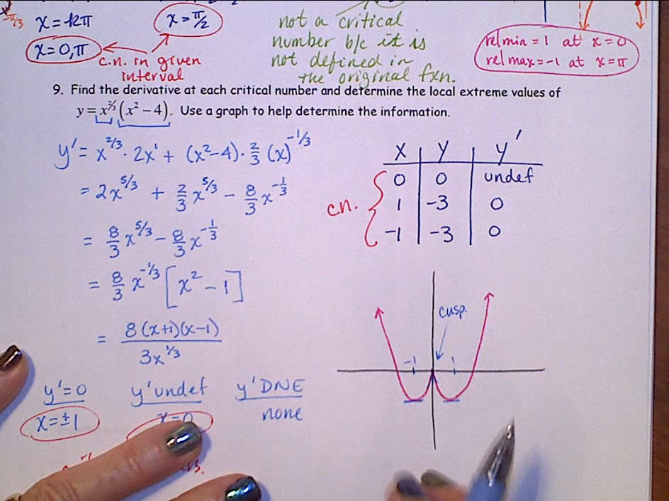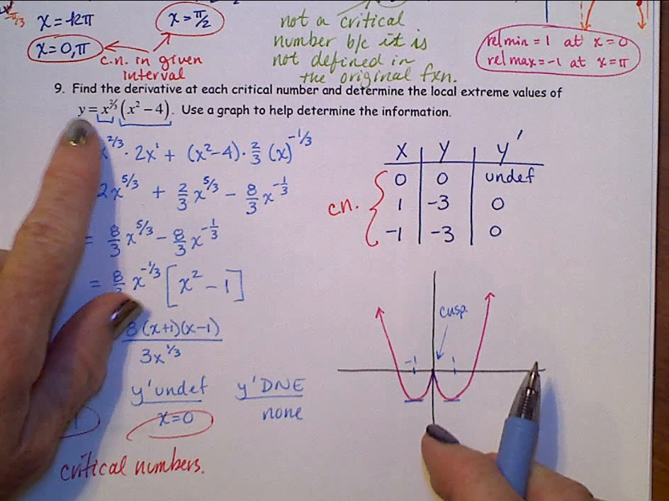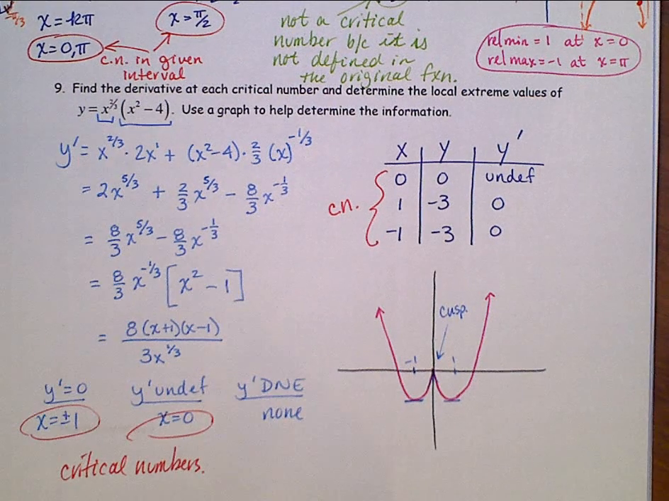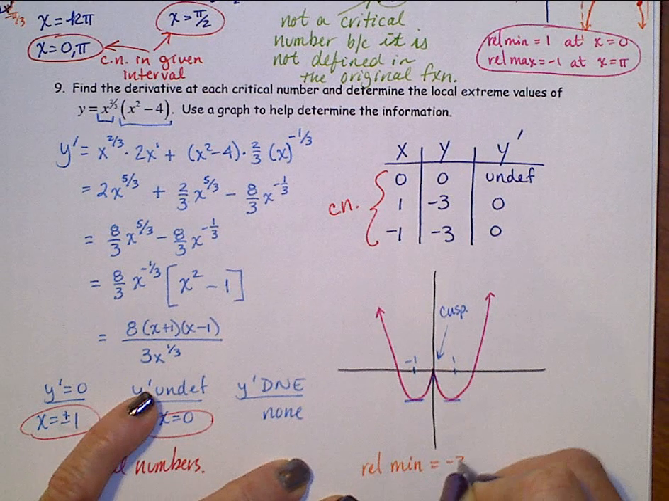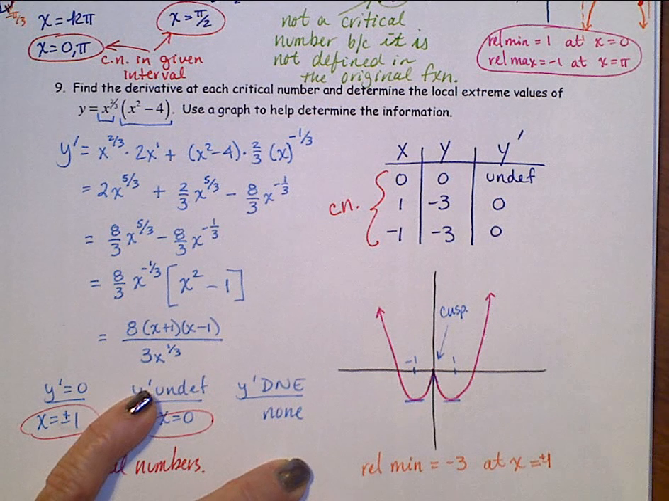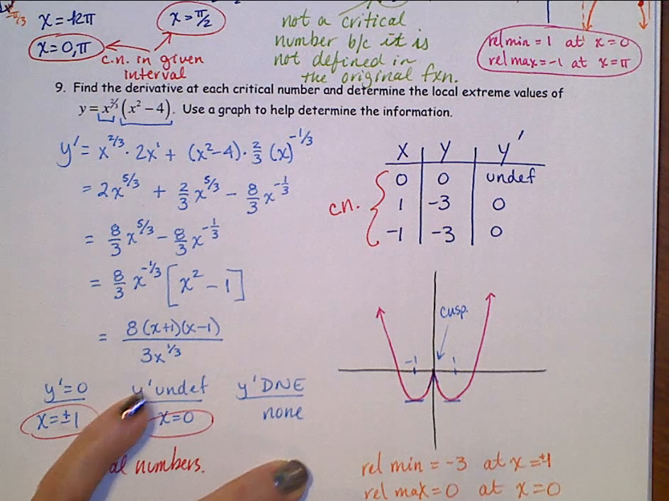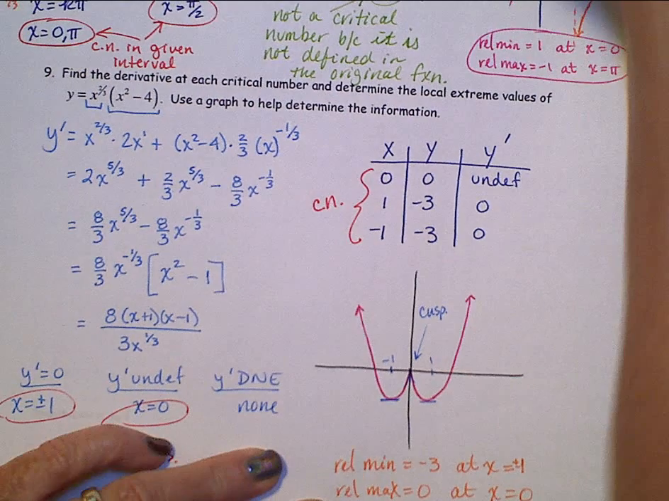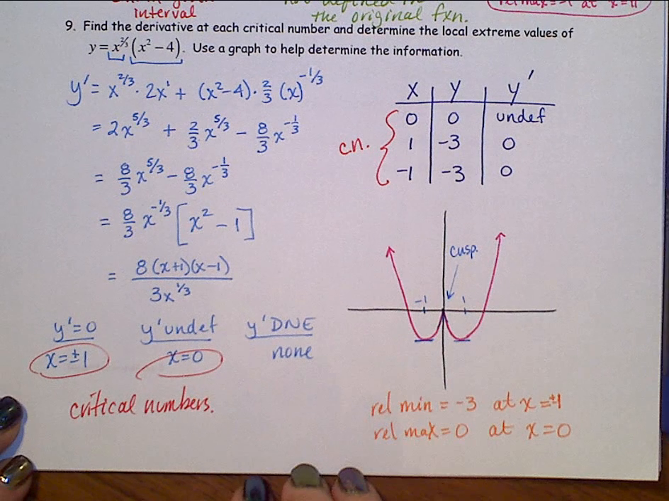All right, now go back. Find the derivative at each critical number. Done. And determine the local extreme values. There is a relative minimum equal to negative 3 at x equals negative 1. Actually at both, plus or minus 1. There is a relative max equal to 0 at x equals 0. And we are done. Lots of crazy stuff going on here. Take your time, think about what you're doing.